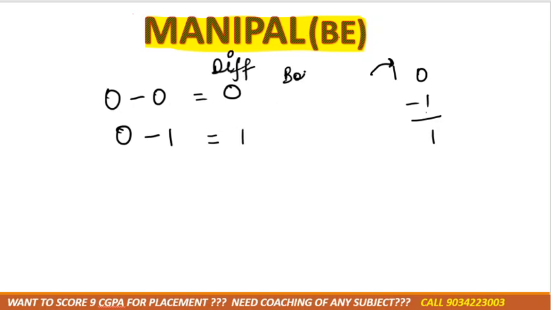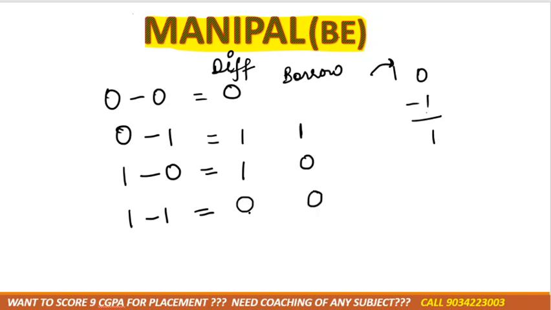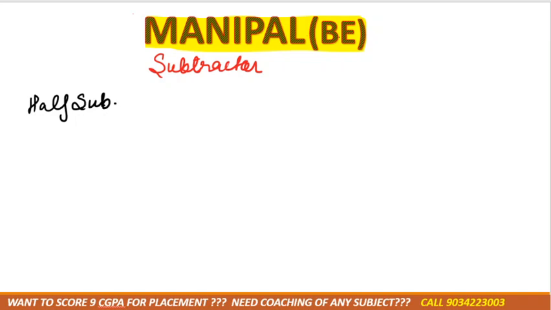For this case you have to take the borrow also as 1, as it's in digital form, so you can't move other than 0 and 1, right? Then 1 minus 0 is 1, and the borrow. Now tell me, 1 minus 1 is how much? Borrow is also correct. So now draw the table for half subtractor.